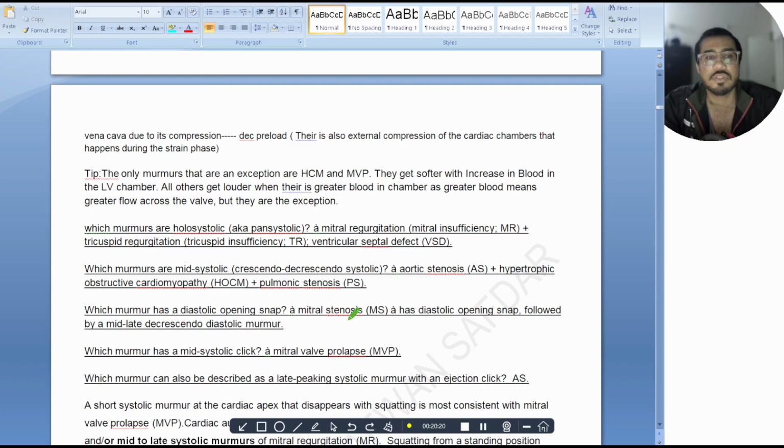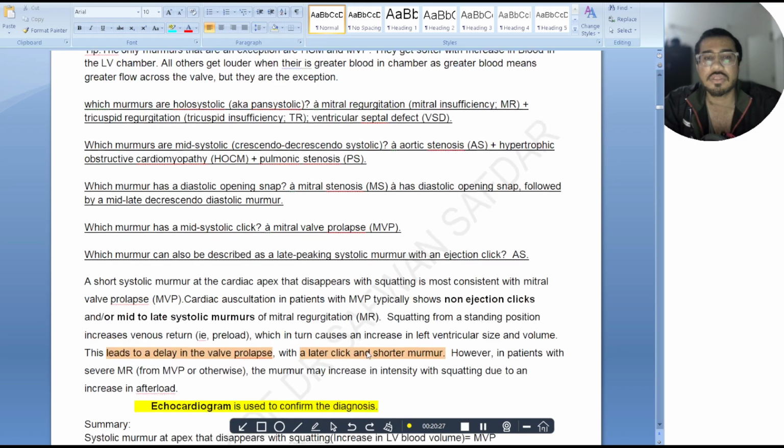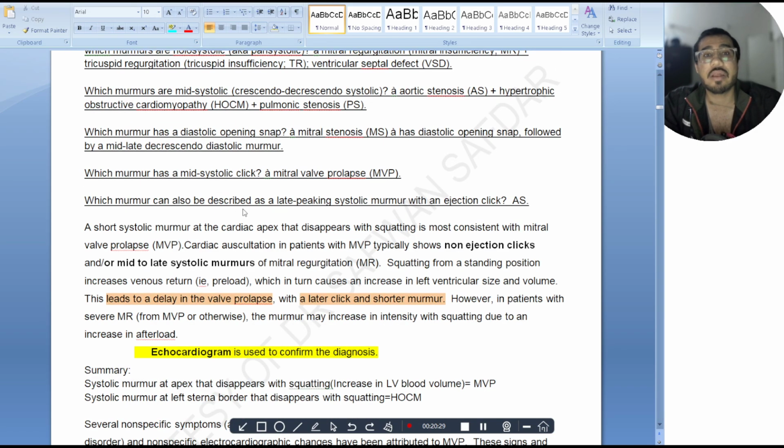That is mitral stenosis. Which murmur has a mid systolic click? That is mitral valve prolapse. You need to keep all these steps in mind. Which murmur is described as a late peaking systolic murmur with an ejection click? That is aortic stenosis. Why late peaking? Because it's going to be crescendo, it's going up, since the maximum amount of ventricular contraction is required to cause the maximum amount of blood to flow across the stenosed valve. So it is late peaking.